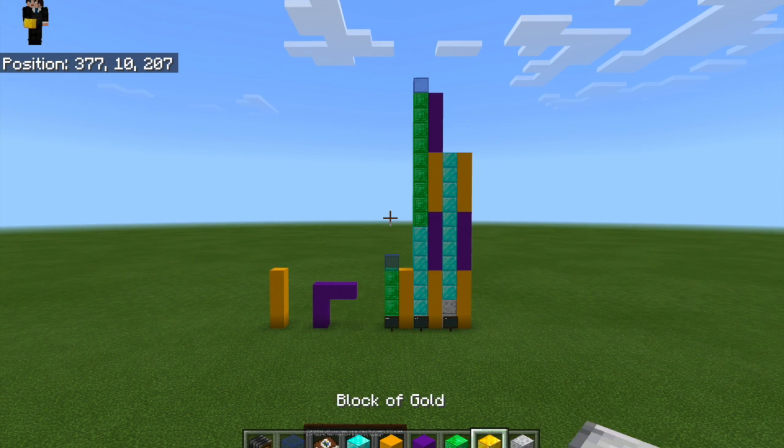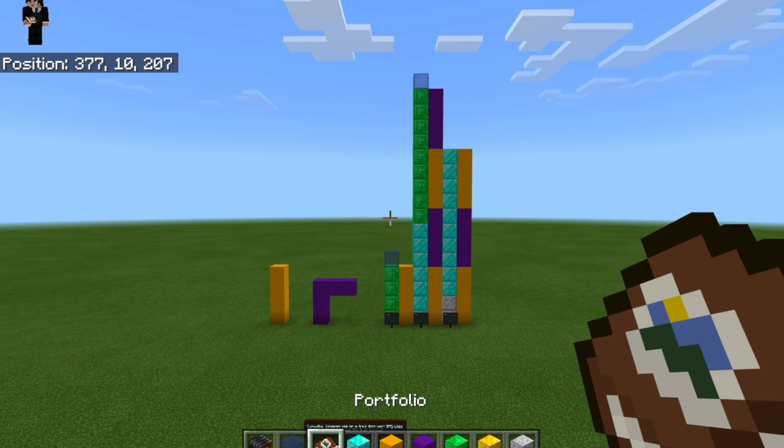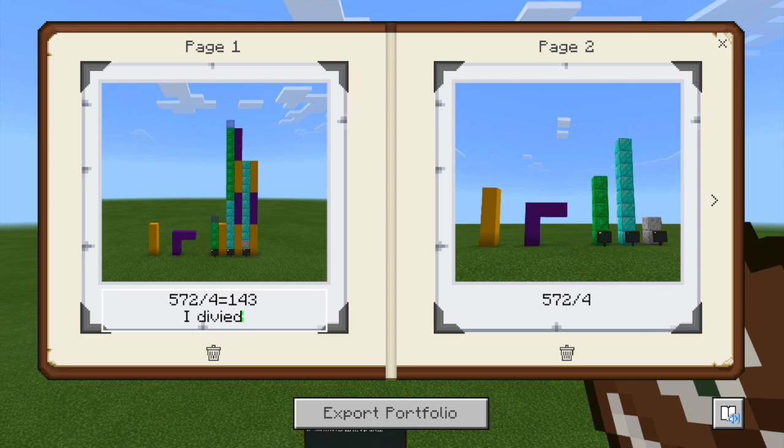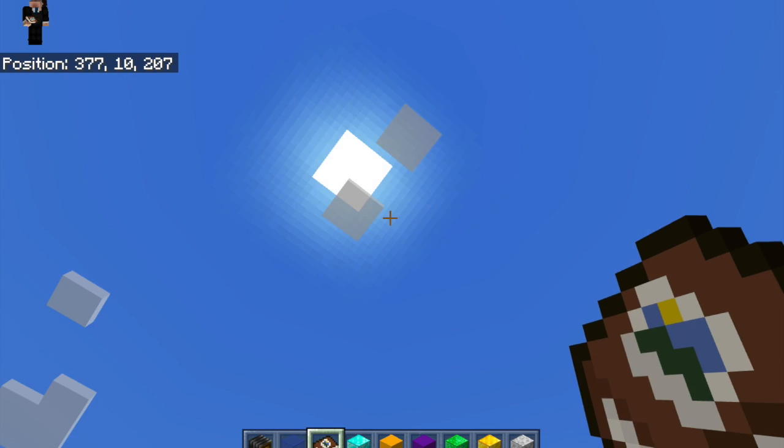So now that you're done, take your camera, take a picture, open up a portfolio, and write it in. So 572 divided by 4 equals 143. And give a little sentence about how you did it. I divided by place value. And then export your portfolio and give it to your teacher.